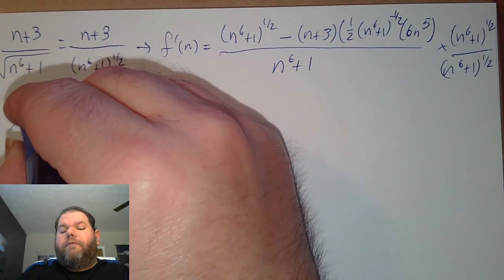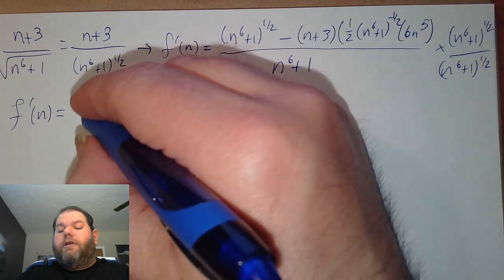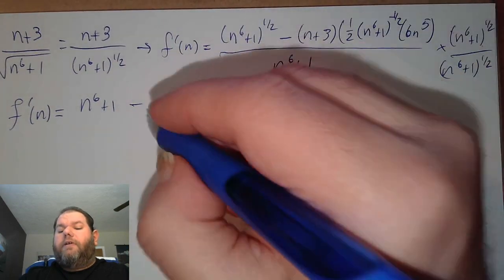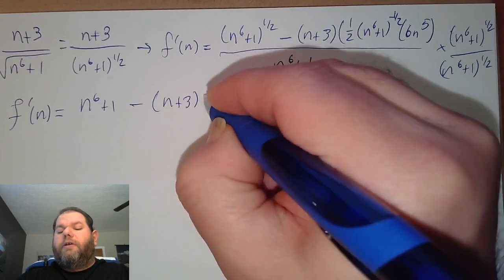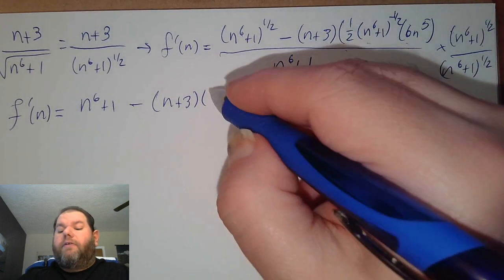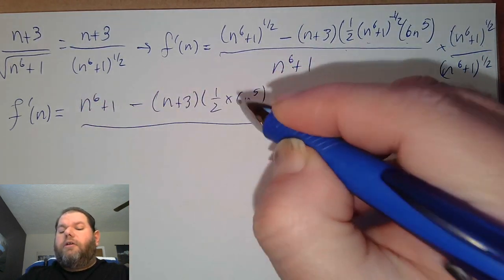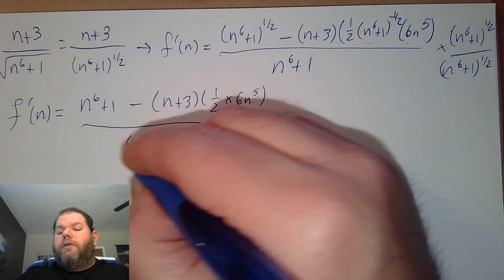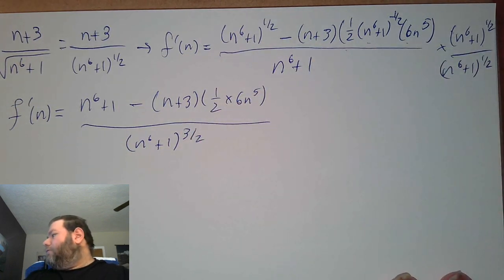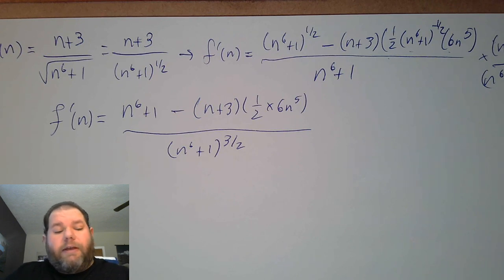So f prime of n equals, let's see, that would be n to the 6 plus 1 minus n plus 3 times, this will be 1/2, this will go away, and then 6n to the 5th. And on the denominator we'll have n to the 6 plus 1 now to the 3/2 power. From here, it's really just a matter of simplifying what's happening on the numerator.